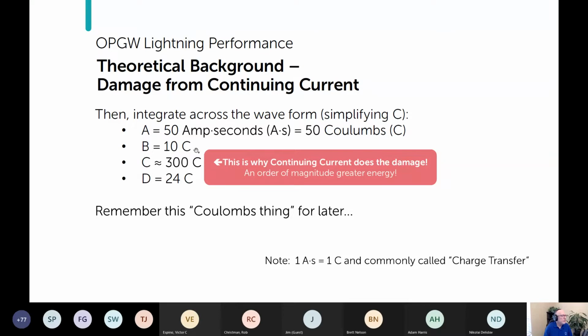And the C component is 300 if you simplify the waveform the way I talked about. And the D component is about half of the initial strike, 24. So you see A, B, and D are all on the order of 10 in terms of magnitude. C is on the order of hundreds. So it's an order of magnitude greater energy, and that's what's doing your damage. And it's important that you remember coulombs as a concept as we continue through this presentation.